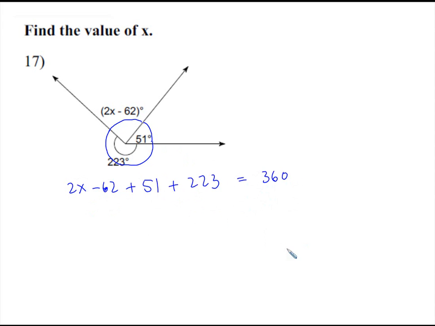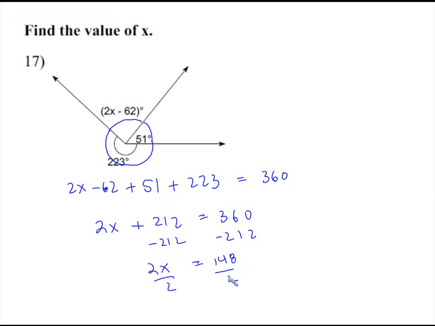Okay, there are other ways, but there's just one way. So if we simplify the left side here, we're going to end up with 2x, right? Then it looks like we're going to get plus 212 is equal to 360. So we minus 212 on both sides. So 2x is going to equal, right? So if you take 360 minus 212, you're going to end up with 148. So divide by 2. So x is going to equal 74. Okay.